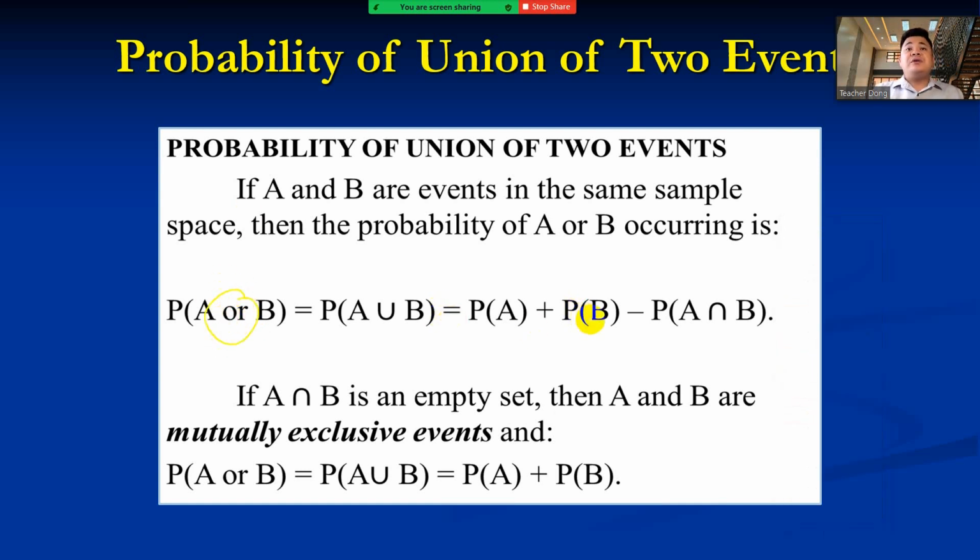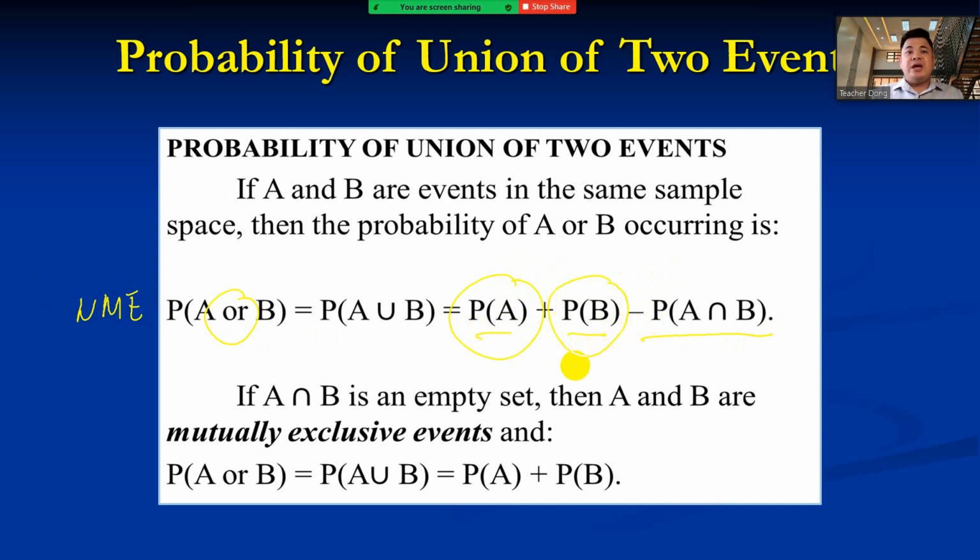How can we solve for the probability of union of two events? It is the probability of event A plus the probability of event B minus the intersection. If there is an intersection, we call these non-mutually exclusive events. This is the formula if there are elements that are common between the two sets A and B.